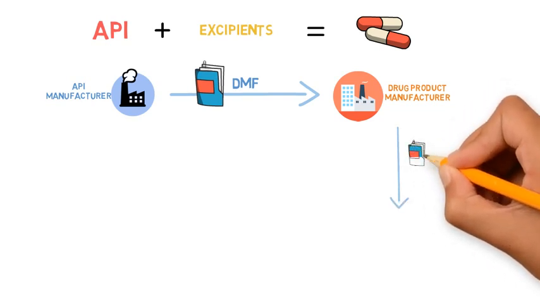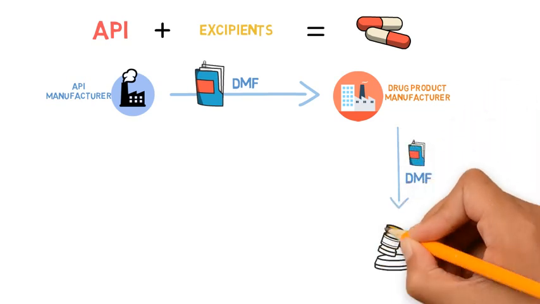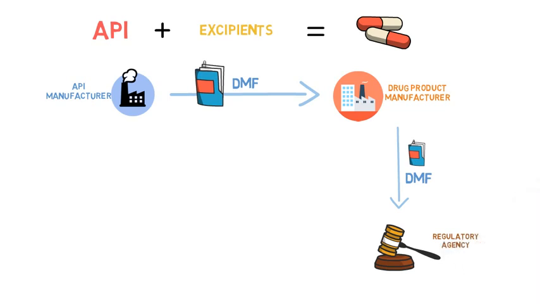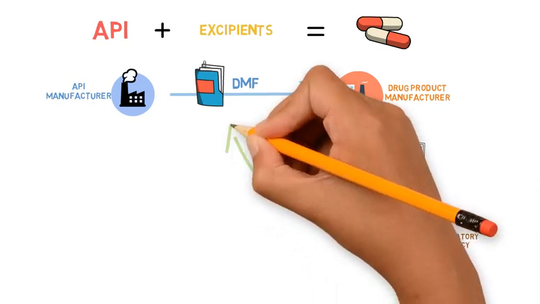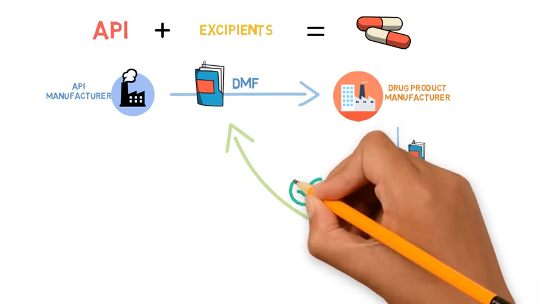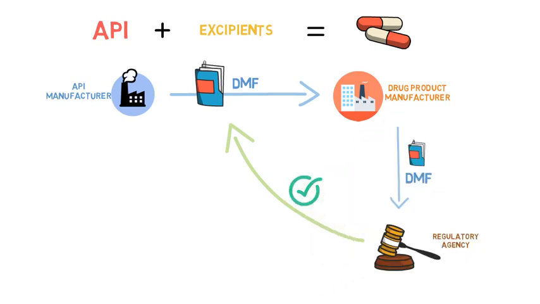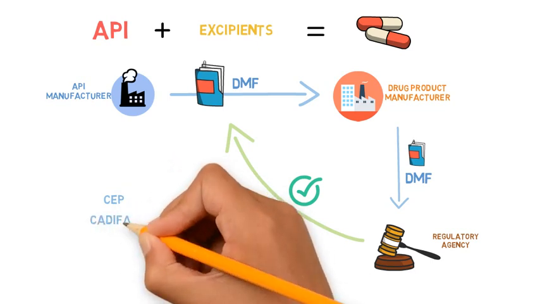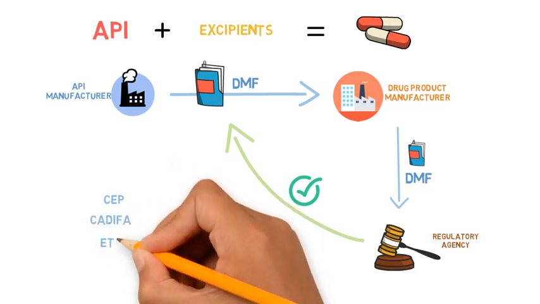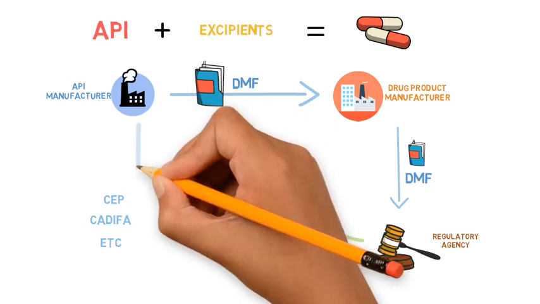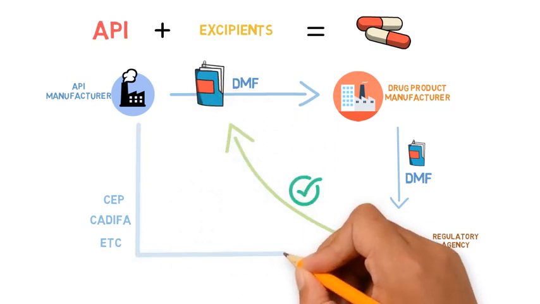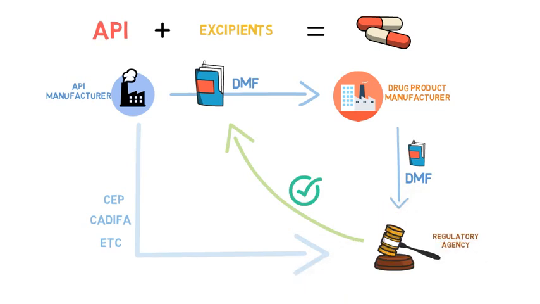The DMF is also a regulatory document, so it must be shared with the regulatory agency so that it approves the API for it to be produced and commercialized. This communication with the regulatory agency in many cases is done through the drug product manufacturer. However, in the case of APIs with CEP in Europe, CADIFA in Brazil, and DMFs approved by some other agencies, the API manufacturer himself will be in contact with the agency that approved the DMF.